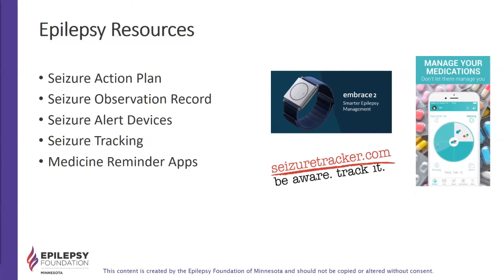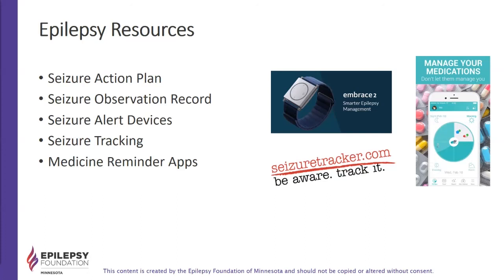Because it is so important for doctors to keep track of the types of seizures that a person is having, we also have seizure observation records, and these allow teachers, parents, and coworkers to write down for a person who is having seizures regularly exactly what type they are having and what is occurring during their seizures, timing it, all important information for their medical team to have.